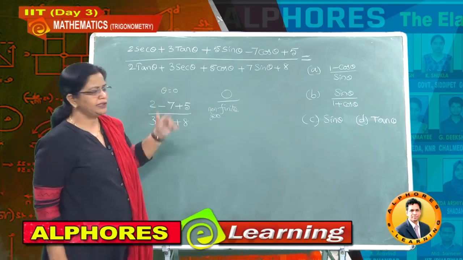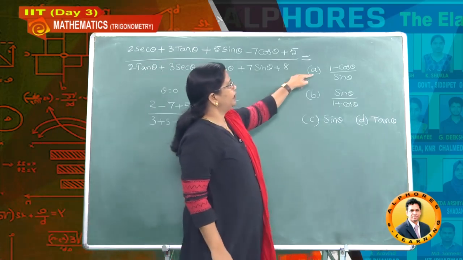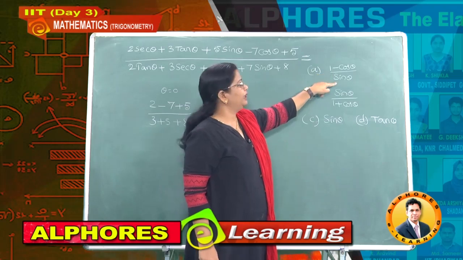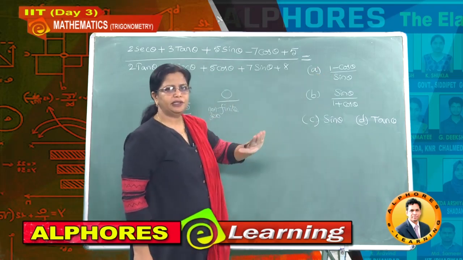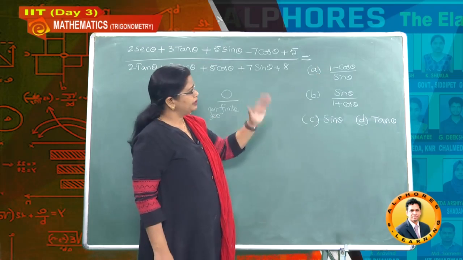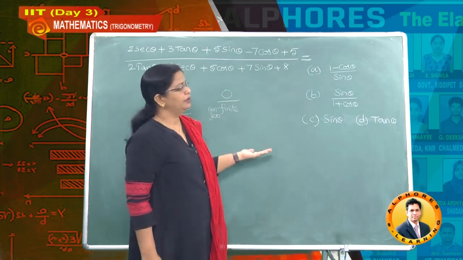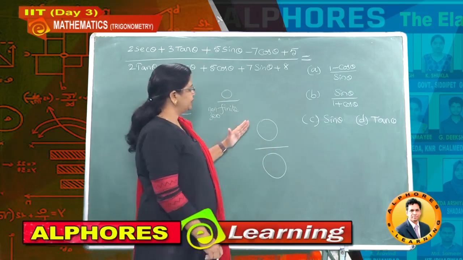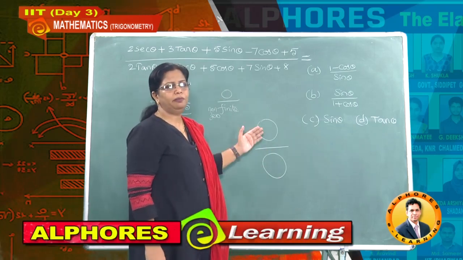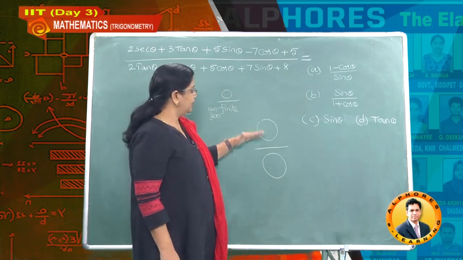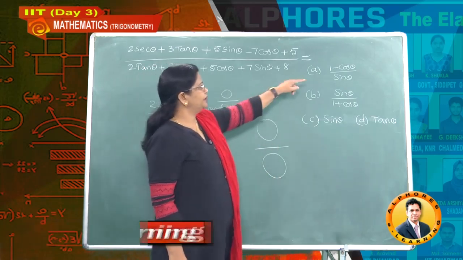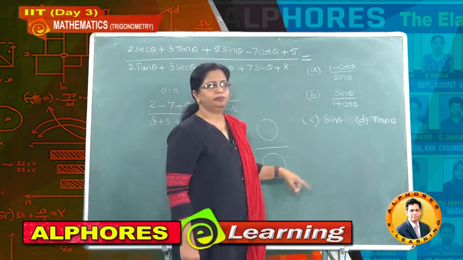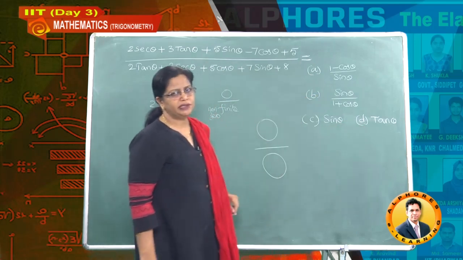Then let us come to the options here. If theta equals 0, what happened? 1 minus 1, 0 divided by 0. 0 by 0 is not 0. Moreover, 0 by 0 is not undefined. 0 by 0 is known as indeterminate. That means this value may be 3, may be 4, may be minus 1. That's why we call it indeterminate. So you cannot take this one as your option directly. This is satisfying, this is satisfying, this is satisfying.